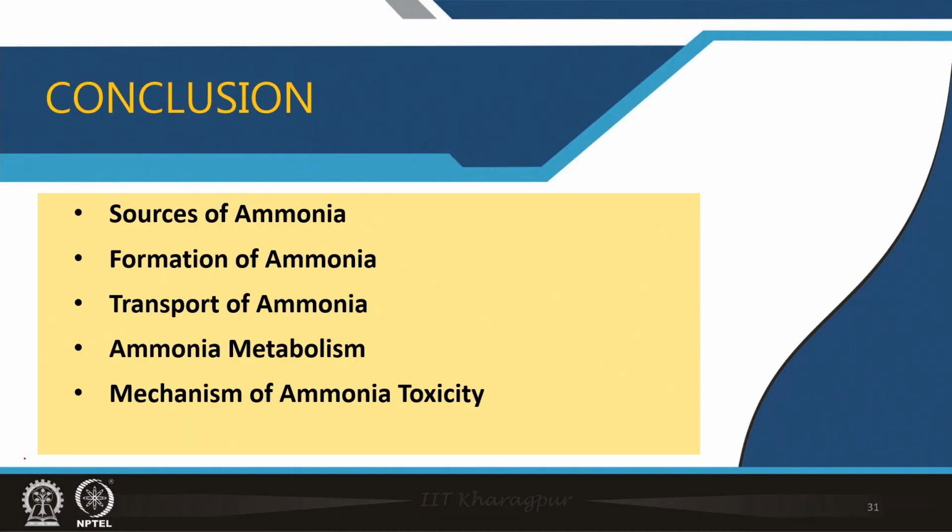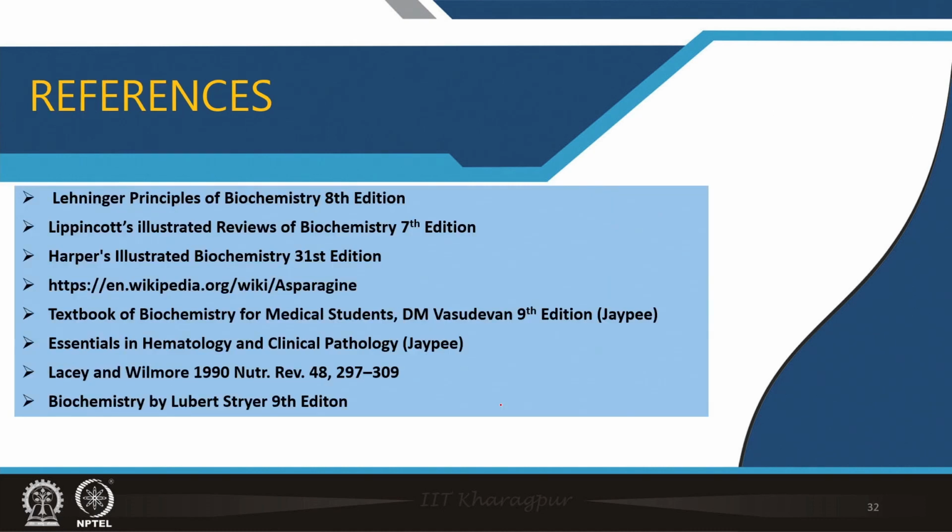So to conclude, in today's class we have learned what the sources of ammonia are, how ammonia is formed in the body, how it is transported for excretion, what the various reactions are that utilize ammonia, and ultimately we have also read what the mechanisms of ammonia toxicity are.